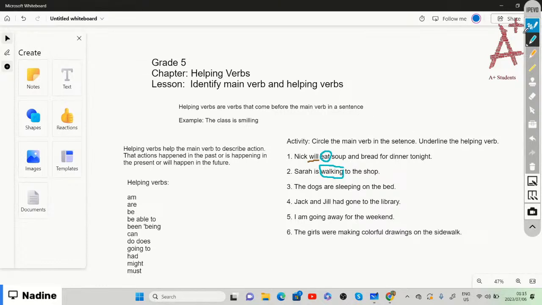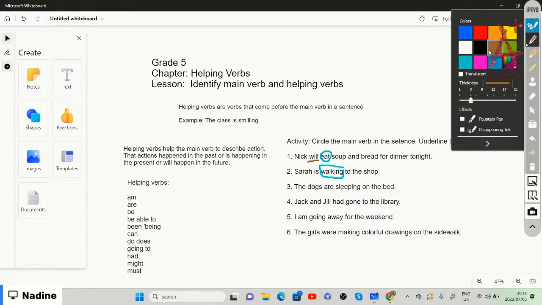And we need to underline our helping verb, that helps the main verb to show action. It is, right? So which means that is walking is our main verb as well as our helping verb.